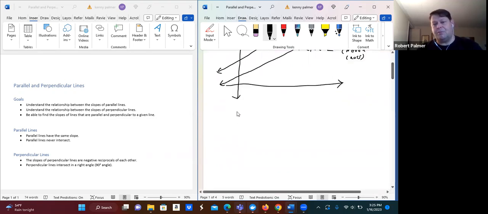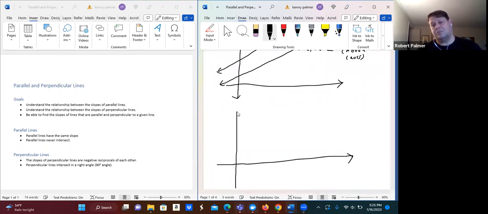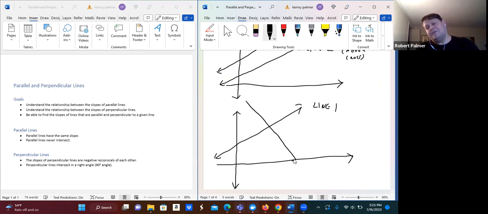Now let's take a look down here at perpendicular lines. Let's say you have maybe even the same lines. This is line number 1. And then you have another line that crosses it like this. This is a 90-degree angle. And this is line number 2.